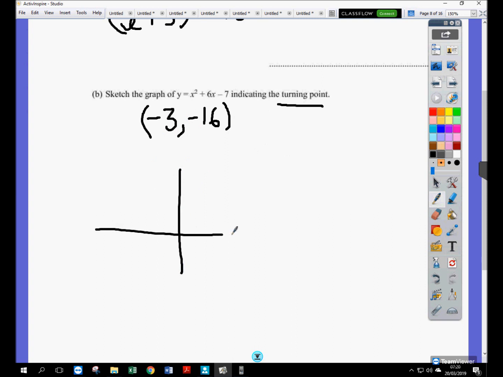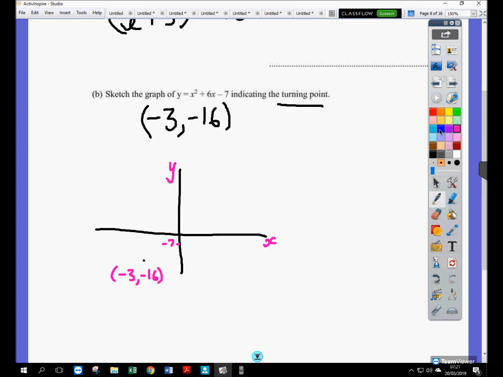If we draw a sketch, it's only a sketch. Mark -3, -16, so that's going to be down here somewhere. And also we can mark where it crosses the y-axis. Any curve crosses the y-axis when the x-coordinate is equal to 0. So if you let x equal 0: 0 squared, 6 times 0, 0 plus 0 minus 7. It's going to cross the y-axis at -7, which is like this. At this point here, -3, -16. And it's going to cross the y-axis at -7.